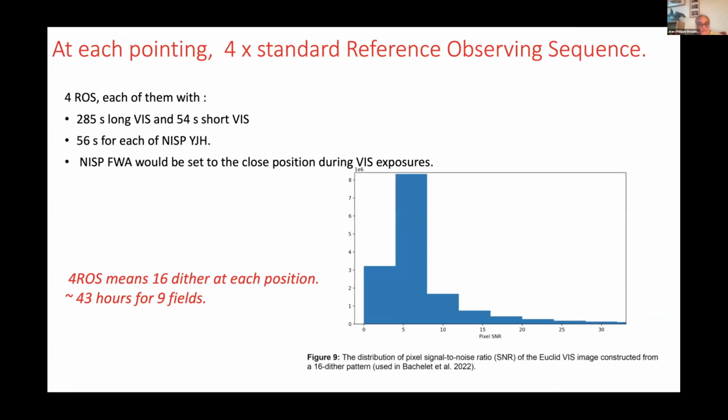Etienne and Matthew discussed what would be the best observing strategy in terms of exposure time. It is published in Bachelet 2022 that the best choice is not to take just 1 Euclid observation, but 4 Euclid observations at each of these positions, to be able to reach the signal to noise ratio that will help us to constrain the source and lens well.